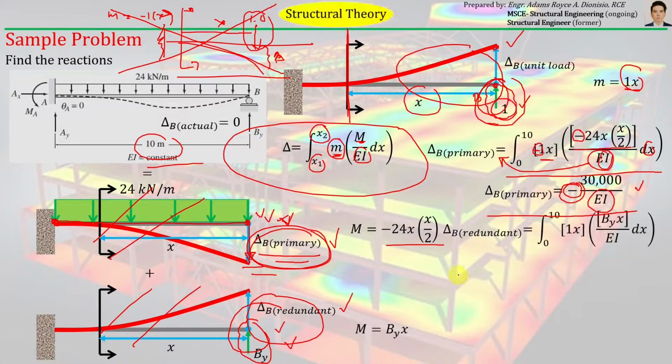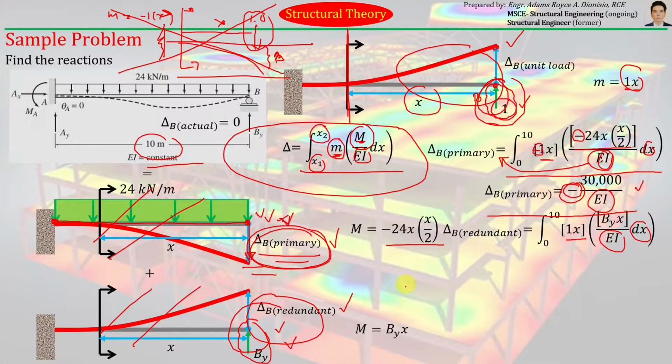Same formula, we'll still use this formula. Small m will still have the same value, 1x. EI will have the same value. The only thing that will change here is the value of the capital M, because it will now be By x.